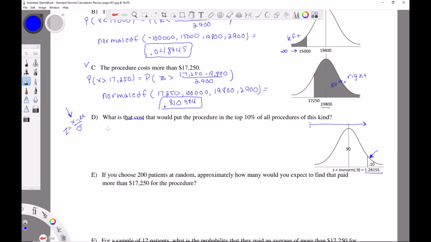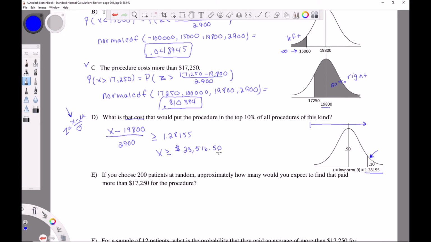So x minus 19,800 divided by 2,900 will be greater than or equal to 1.28155. Multiply each side by 2,900, add 19,800, and you're going to get x should be greater than or equal to, okay, you need your units, $23,516.50.